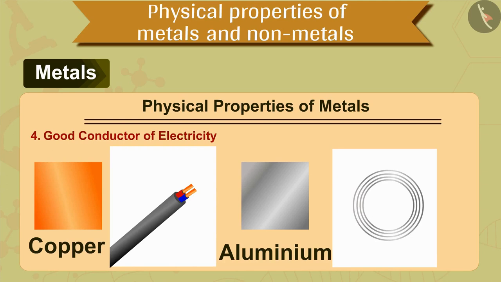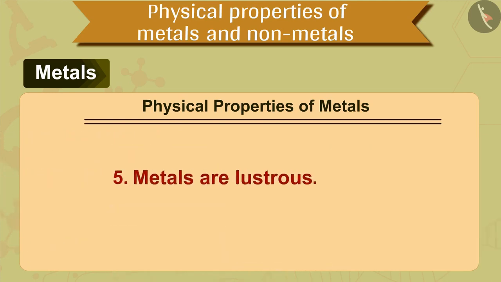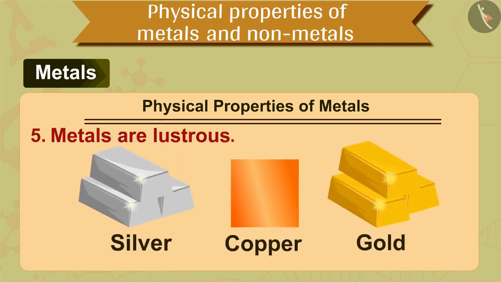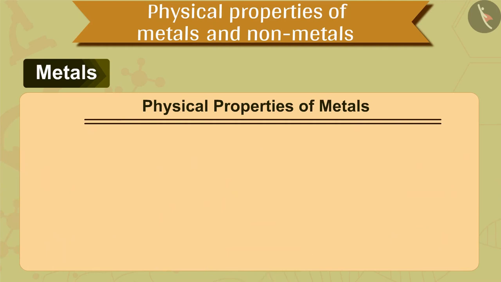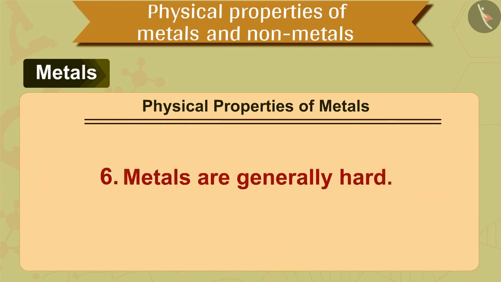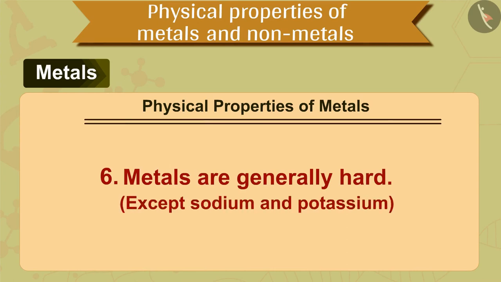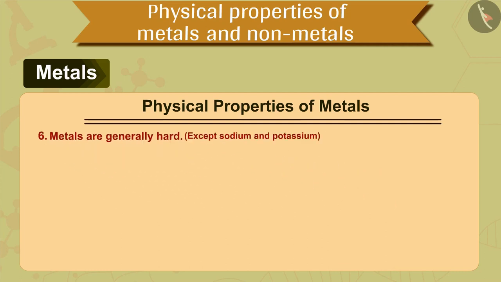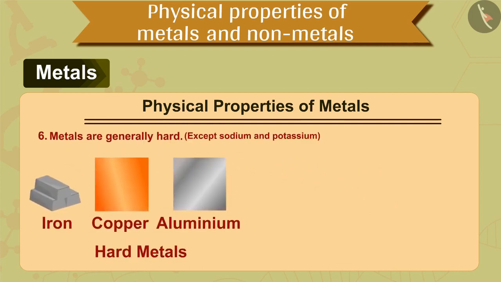The next fifth property of metals is that metals are lustrous. That is, they have a shiny surface and also they can be polished. For example, gold, silver, and copper. The next sixth property of metals is that metals are generally hard except sodium and potassium. Most of the metals are hard, but all the metals are not equally hard. The hardness varies from metal to metal.